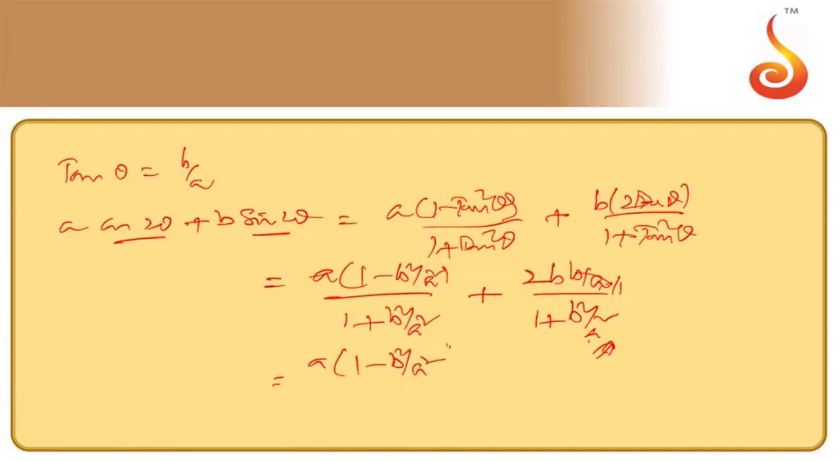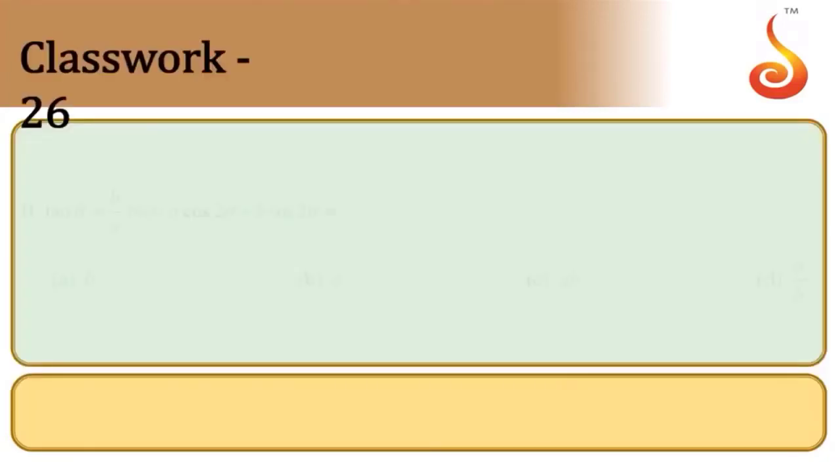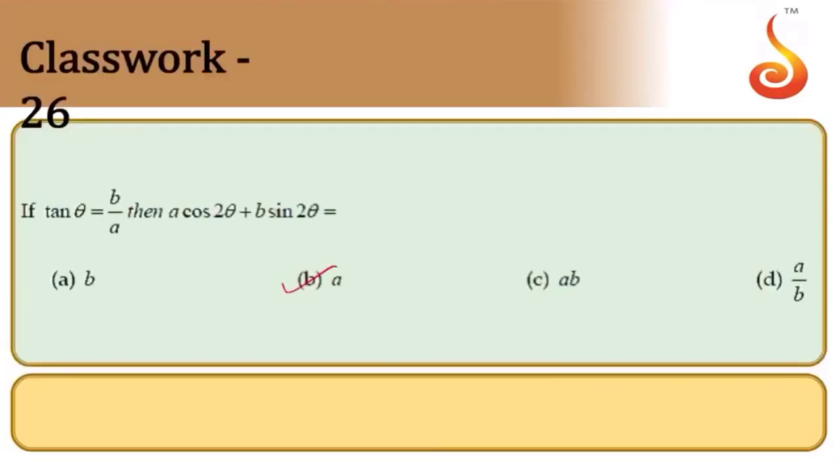a multiplied by 1 minus b square by a square plus 2 times b square by a square, divided by 1 plus b square by a square will come. So simplifying, these two get cancelled. So you'll be getting 1, b square by a square gets cancelled, and you'll be getting the required answer. So the answer happens to be a.